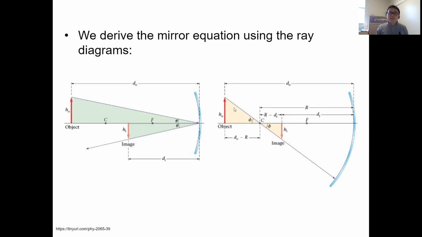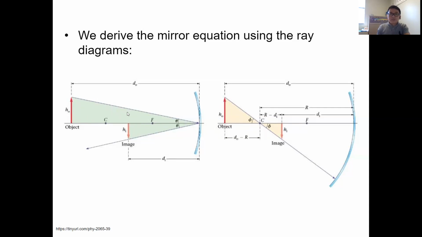We'll pick another ray from the top of the object. That ray goes to the center of curvature, hits this mirror, and gets reflected back, so it should be coming back in the same direction. The image will be somewhere here. We are separating these two rays in different pictures because then we will use the geometry of each ray with the object and image separately.